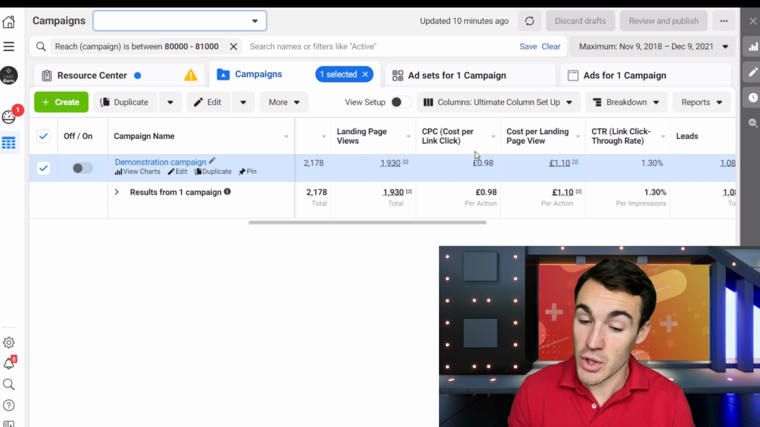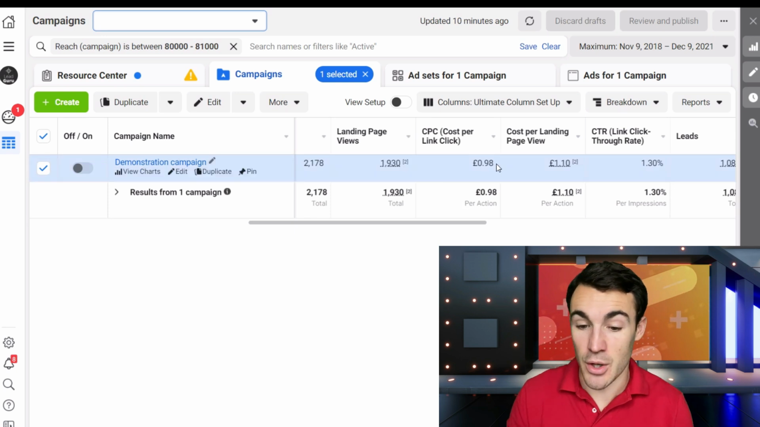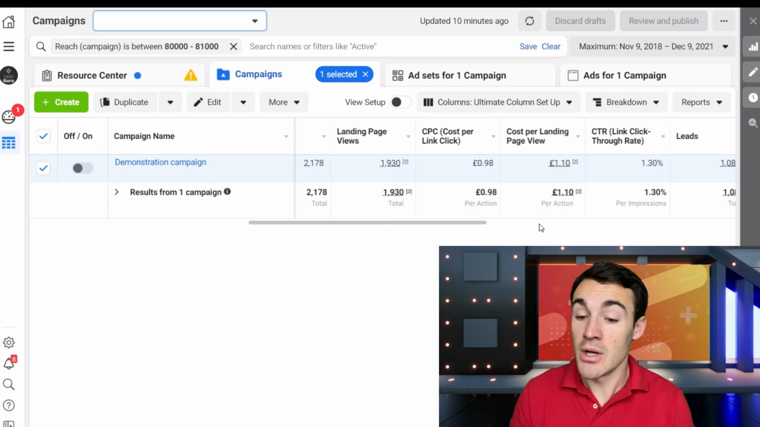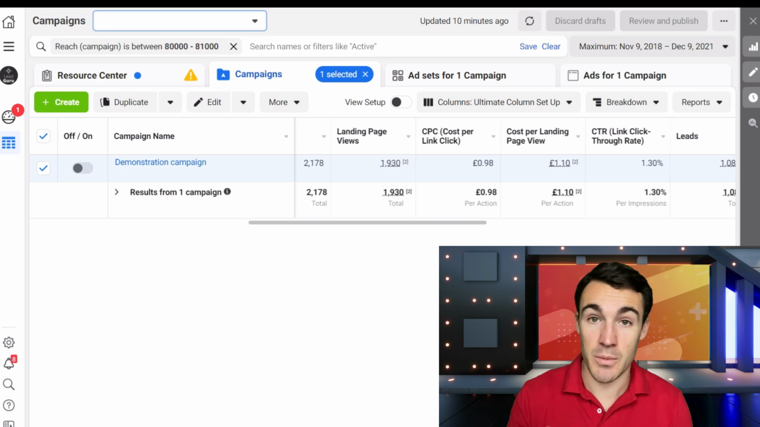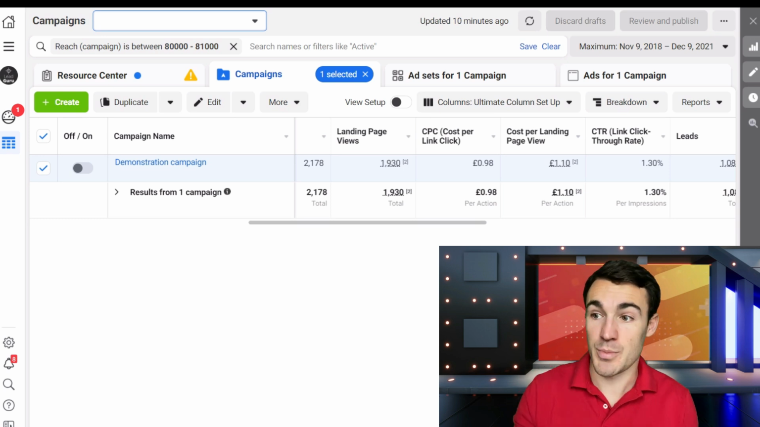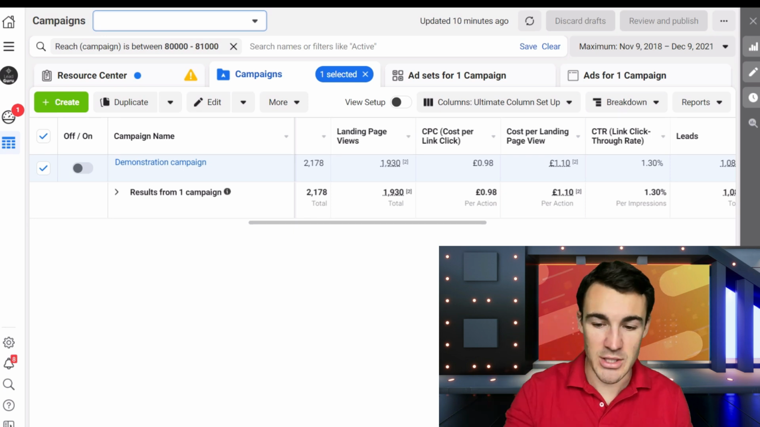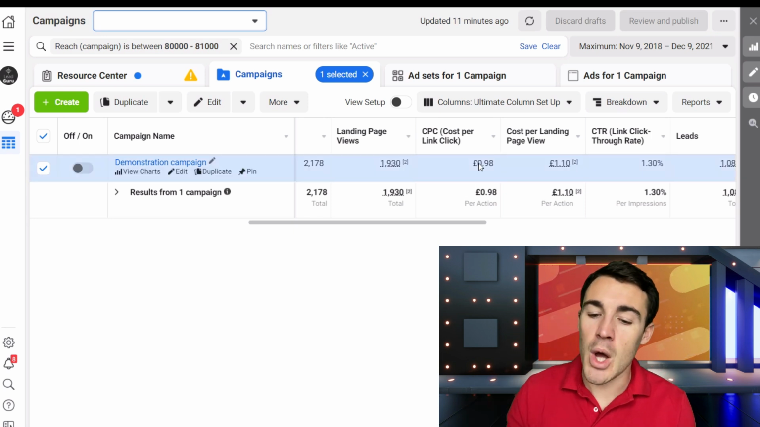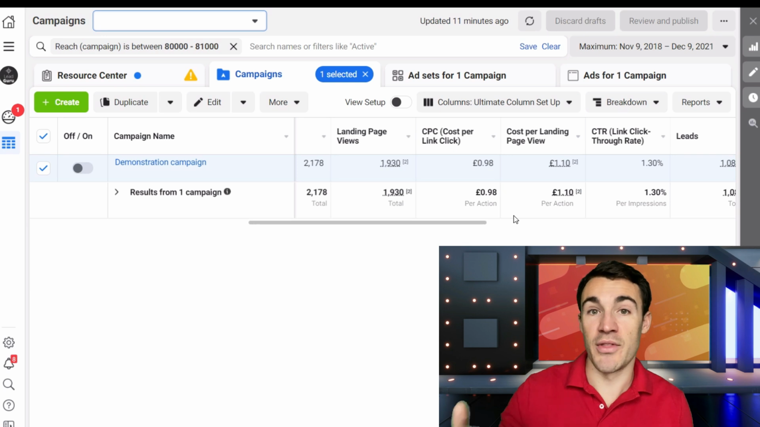Then we obviously want to have a look at the cost of those two. Really good idea to know your cost per link click, your cost per landing page view. Not the most important metrics when it comes to optimization. We're typically going to be going on cost per conversion, cost per purchase, things like that, which I'll get to later on. But good to know in relation to your other campaigns.